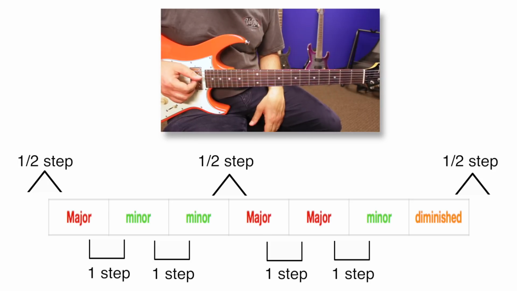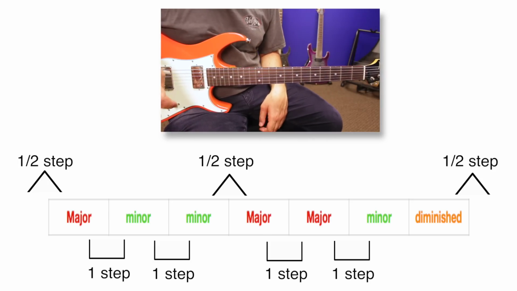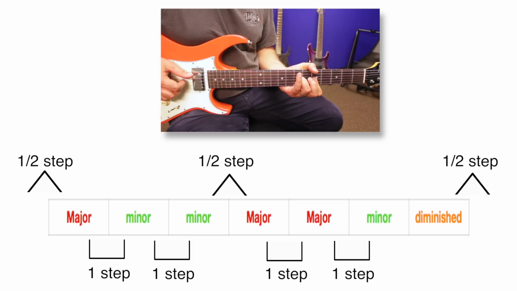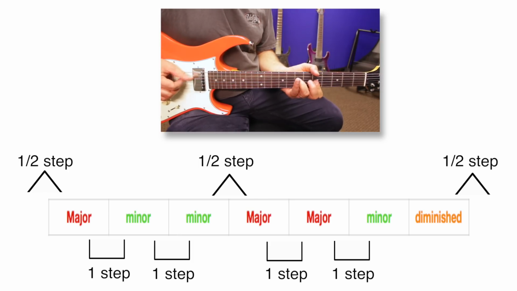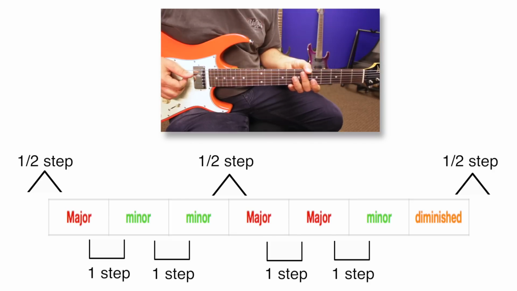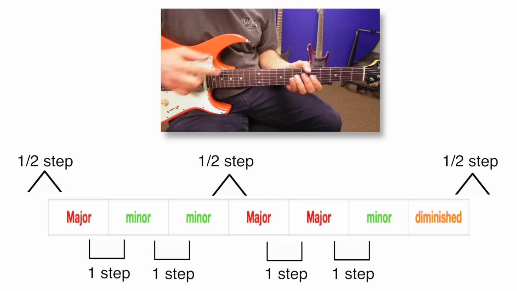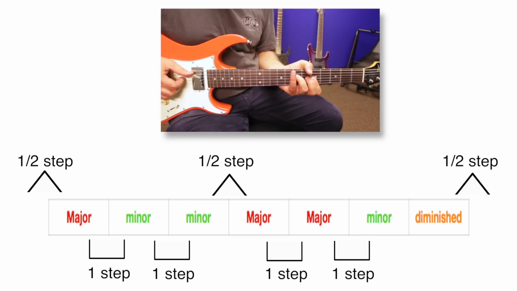All right, awesome. How about we try this with Dorian? Dorian is a minor mode, therefore we have a minor triad. Is this enough to know that we're in Dorian? No, because we could also be in Phrygian and Aeolian. We share the same minor triad.